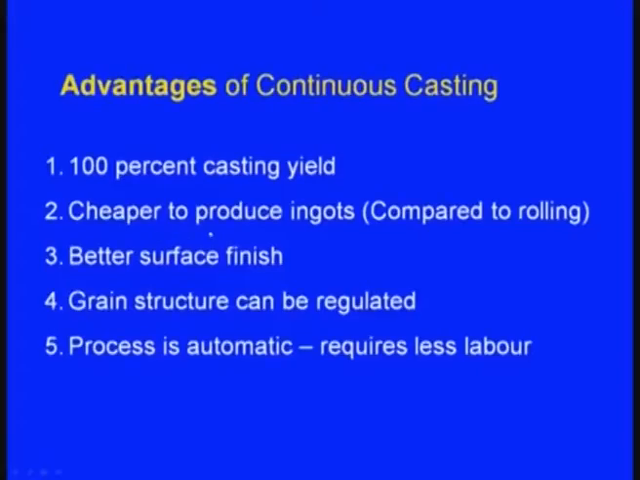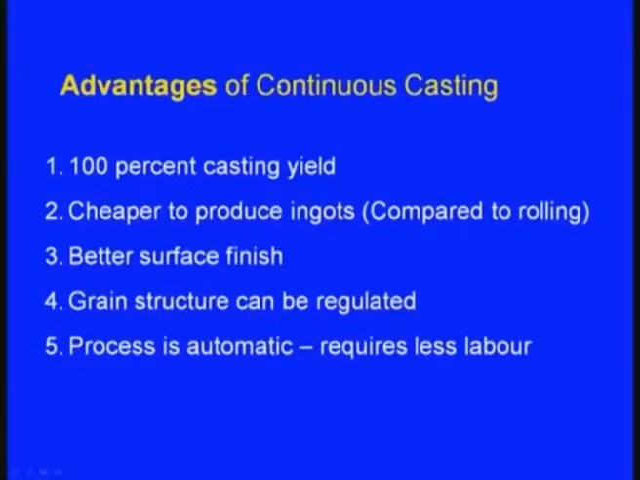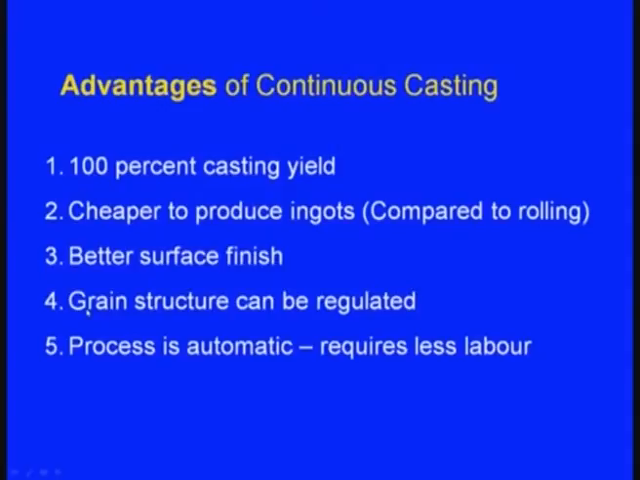Second advantage is that it is cheaper to produce ingots compared to rolling. Ingots can be produced by rolling also, but the cost is more. If we produce them by continuous casting, of course, the initial establishment cost may be more, but the running cost will be lesser compared to rolling. Next, using continuous casting, we get a better surface finish. Next advantage is that grain structure can be regulated. The process is automatic, and it requires less labor. So, these are the advantages of the continuous casting process.